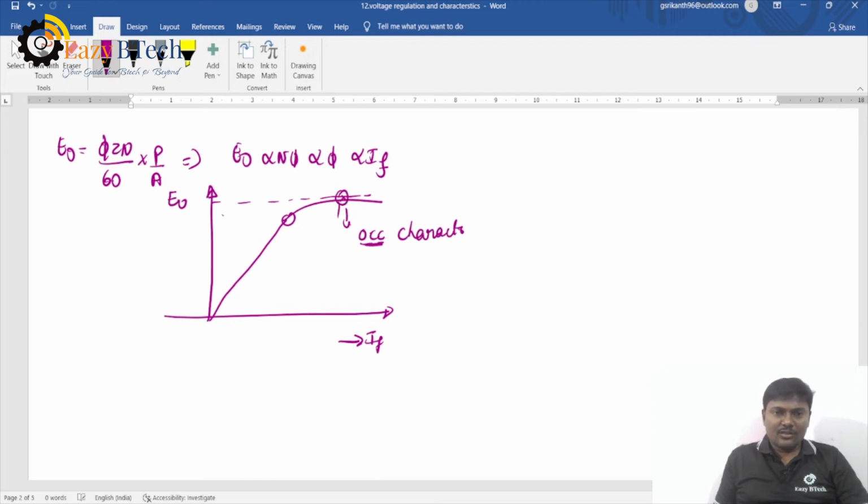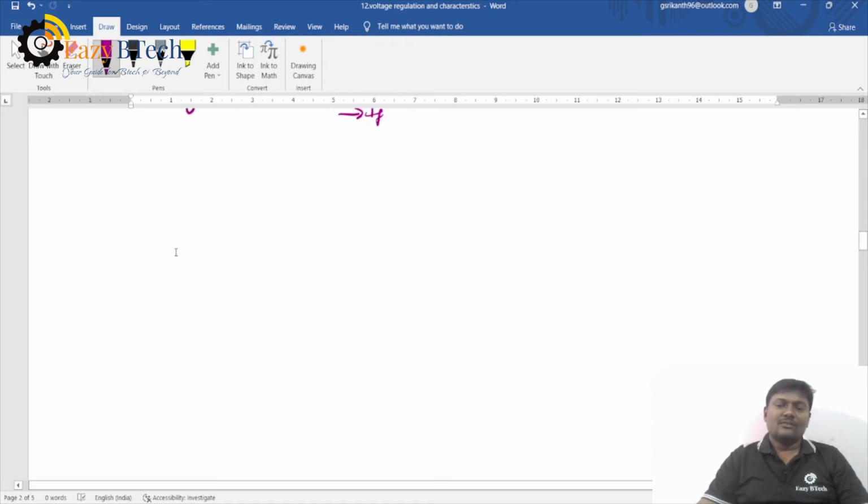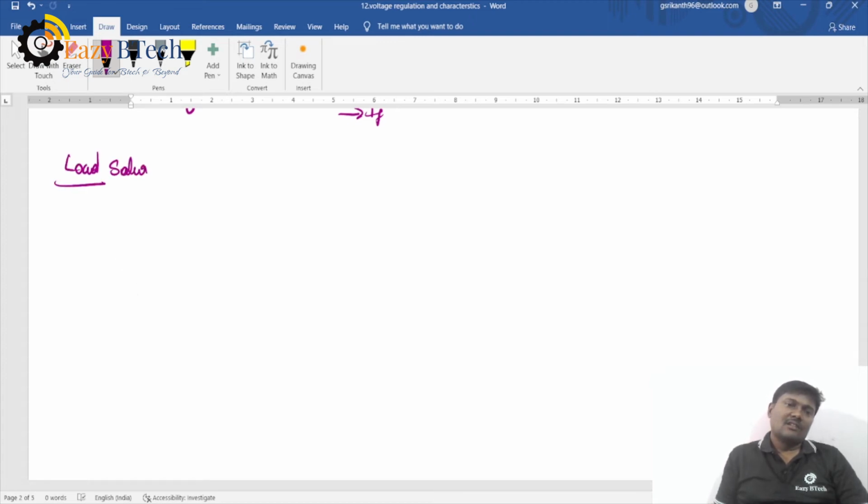And this point is called the saturation point. Even though the field current increases, the flux produced by the field winding is almost constant, and the generated EMF is also constant. Then we should draw the load saturation curve.